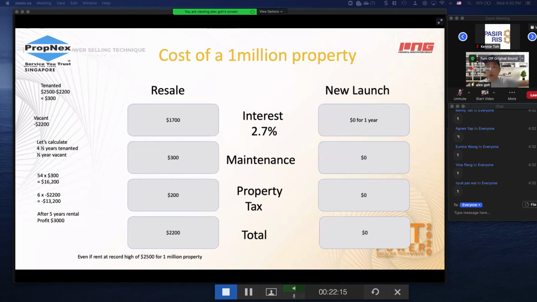Just now was for own stay. This one is for investment, so we have a different calculation. Okay, we come back here, same.